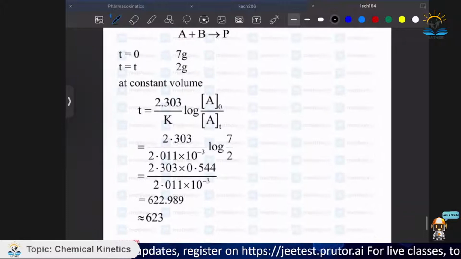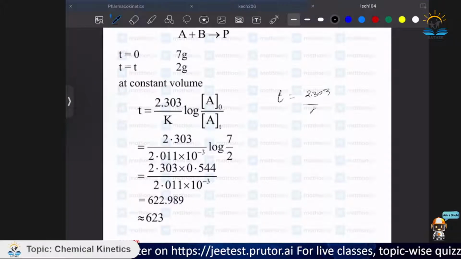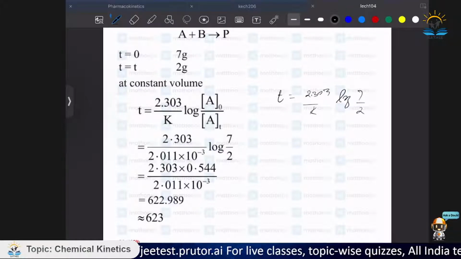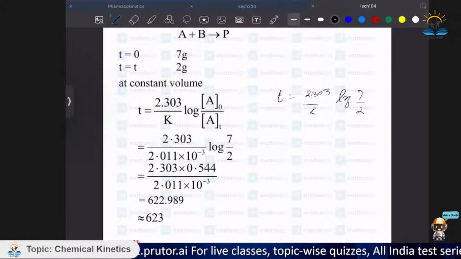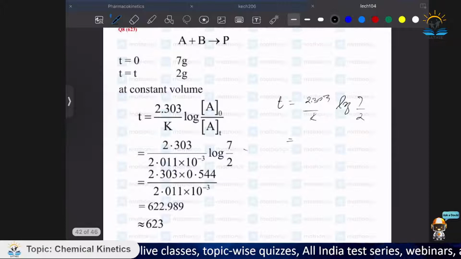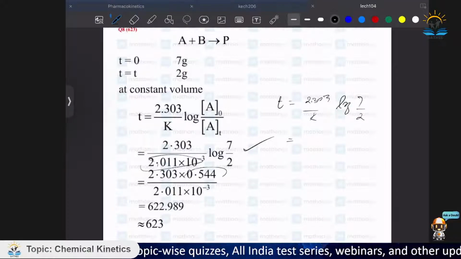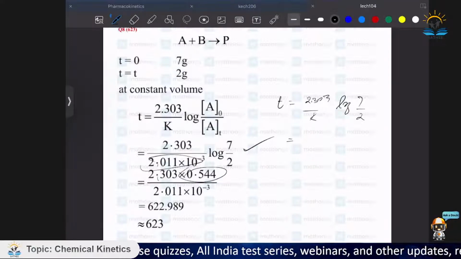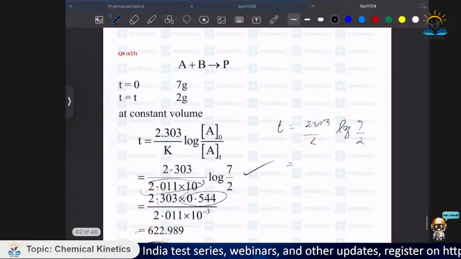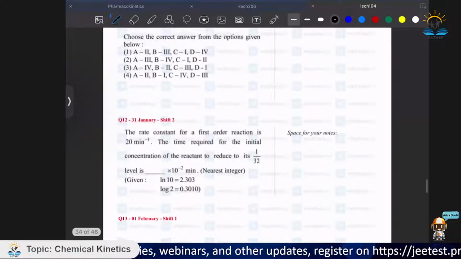Yeah, at constant volume. So time is equal to 2.303 by K log 7 by 2. They have just multiplied the minus sign inside. Solving for this, you just write the value of K, put the value of log 7 by 2, multiply everything, and you get your answer. It's 623. Okay.